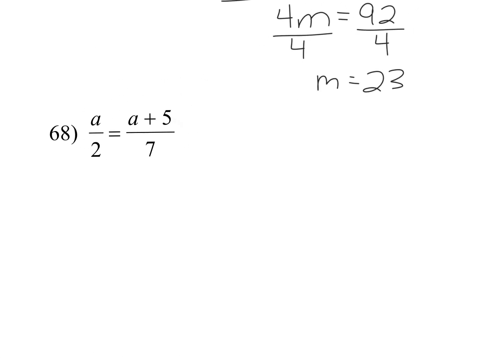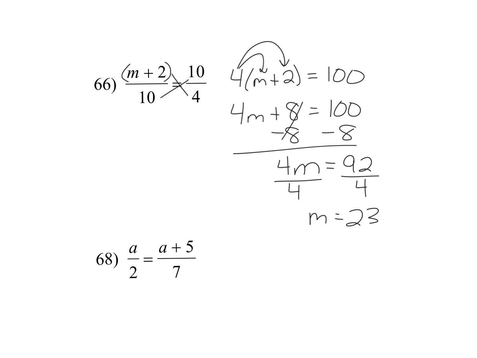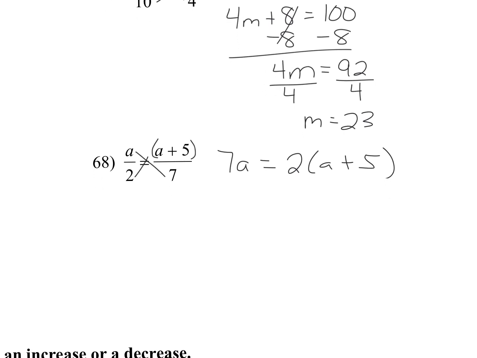On 68, last one. What do we got to do? What do we need to be careful with? That a plus 5. Put that in parentheses. So we take a times 7, 7a, equals 2 times the quantity a plus 5. What's my next step? Solve, so we need to distribute. 2 times a, 2a, 2 times 5, 10.